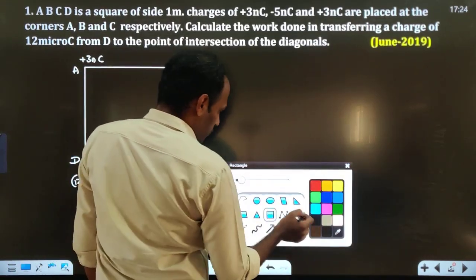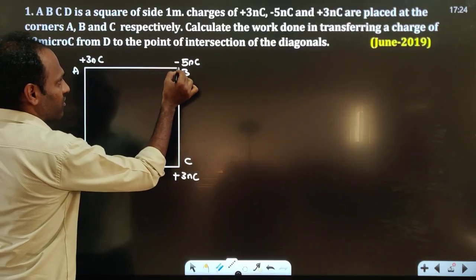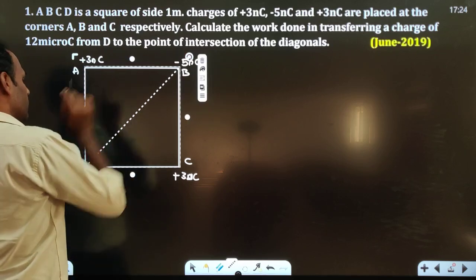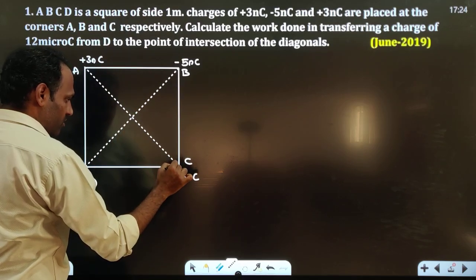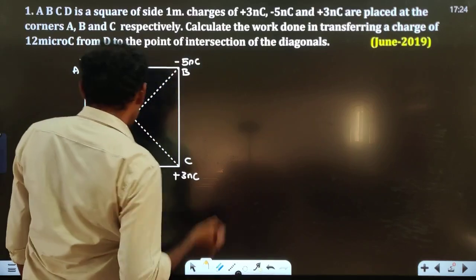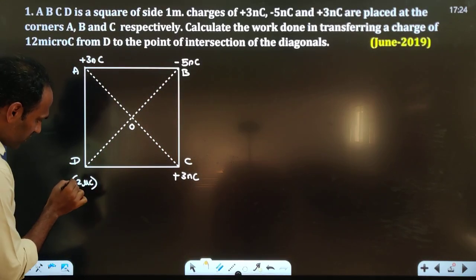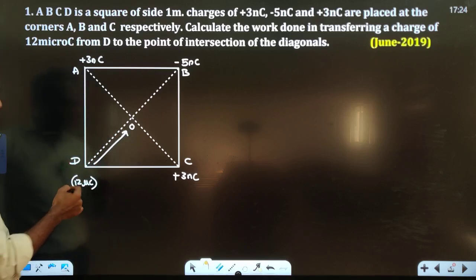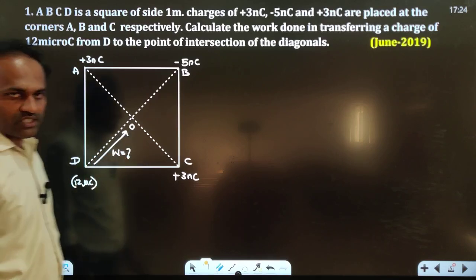Okay, so let me draw the diagonals here. This is one diagonal and this is another diagonal. Let me call the point of intersection O. We want to move this 12 microcoulomb charge from D to O. So we have to calculate how much work will be done in moving this charge.